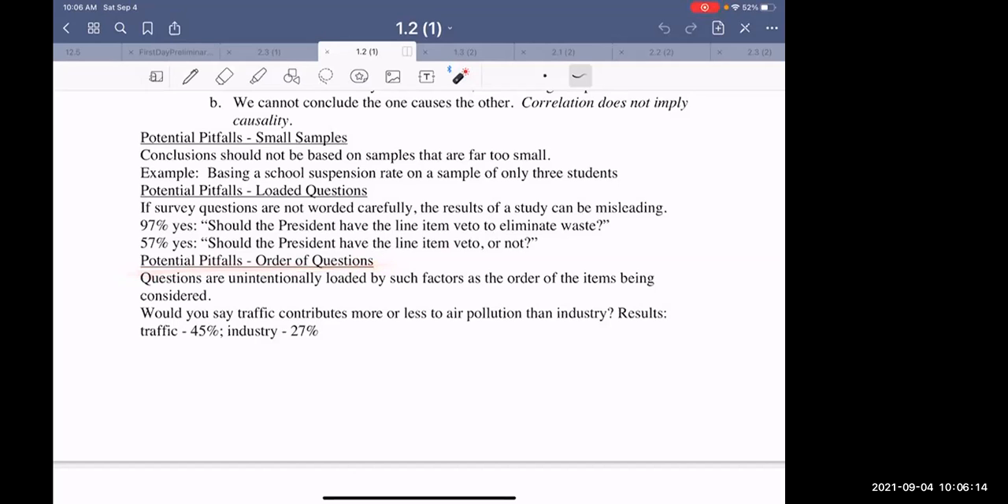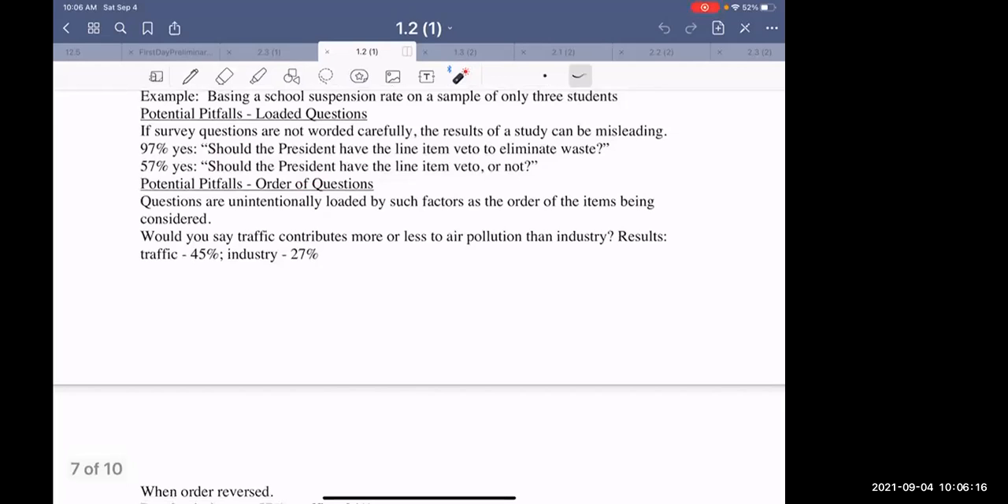Now this one is harder. In math, we know this happens a lot. Questions are unintentionally biased by factors such as the order of the item being considered. When the question was, would you say traffic contributes more or less to air pollution than industry? The results were 45% said that traffic did, 27% said that industry did.